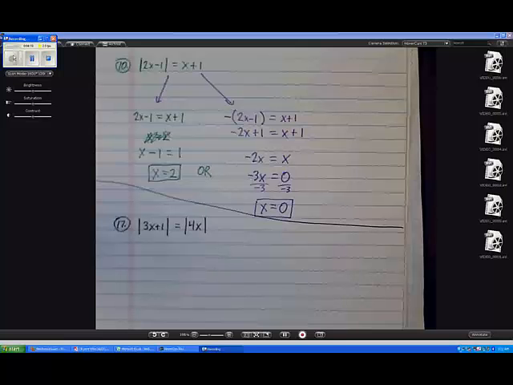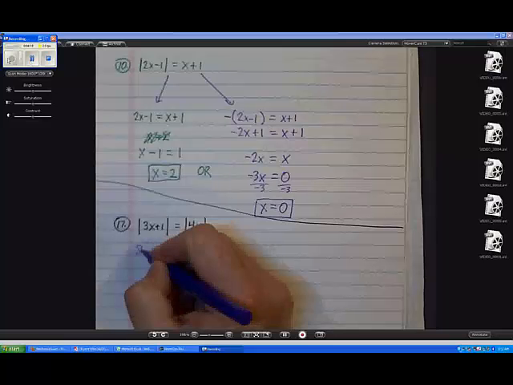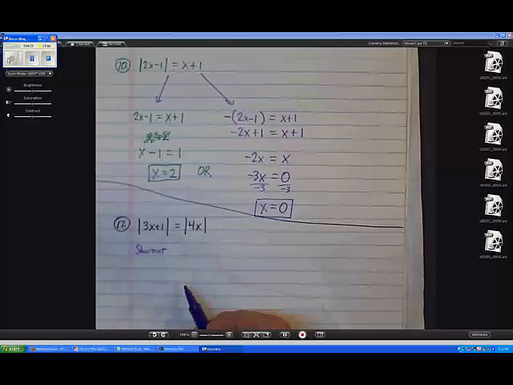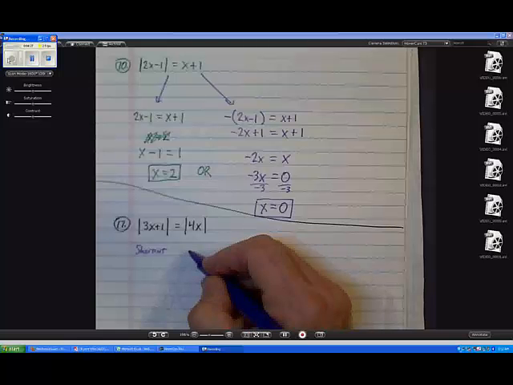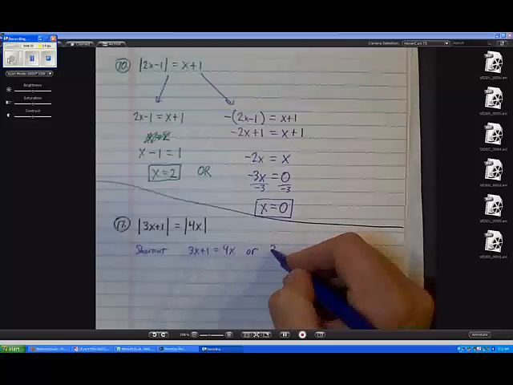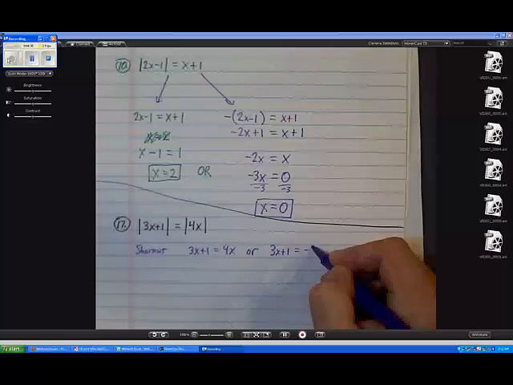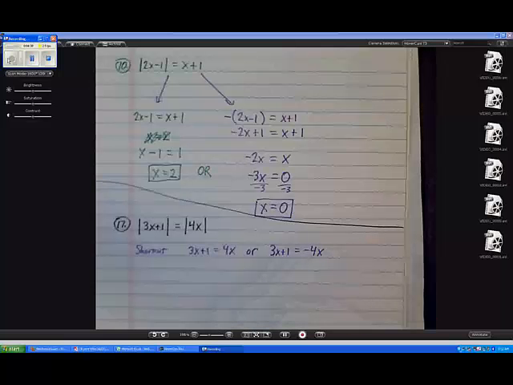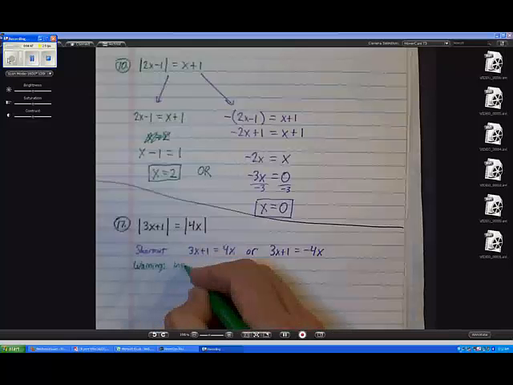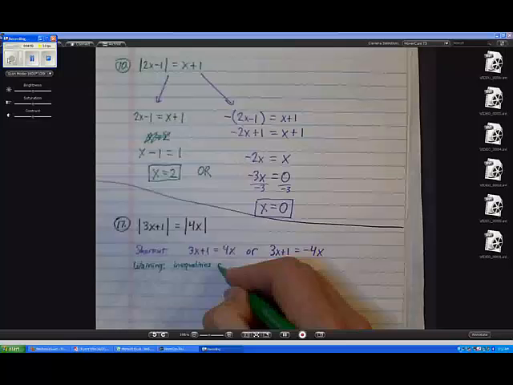So, for example, the shortcut is, if you have the absolute value bars like this, all you need is 3x plus 1 equals 4x, or 3x plus 1 equals negative 4x. Okay? That's all you need. But maybe one thing to say, warning, inequalities could be more complicated.